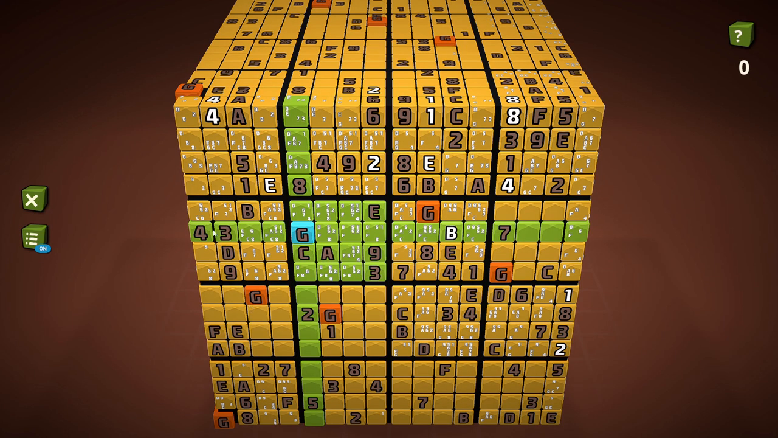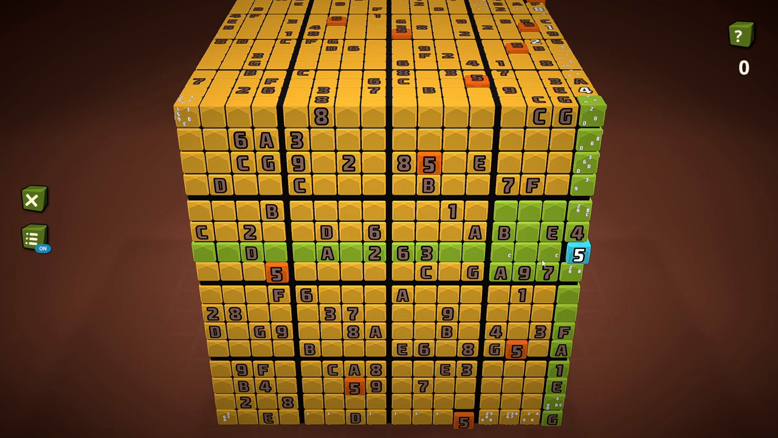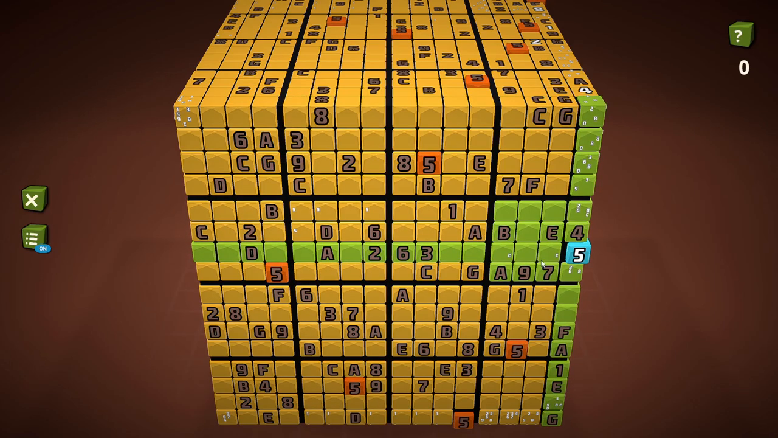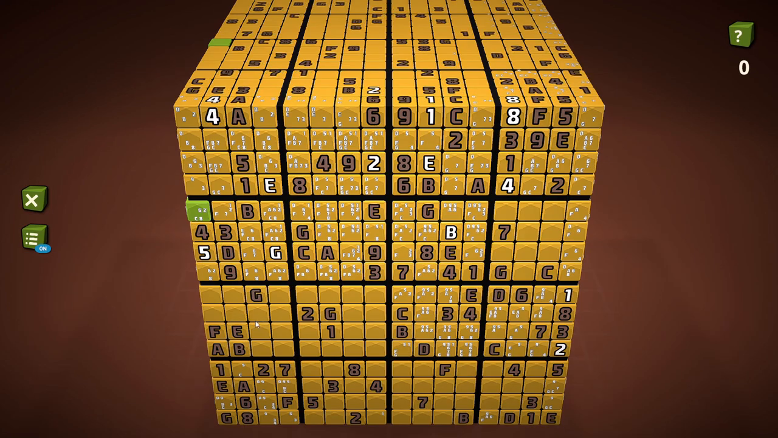No, no, no. This is the only one that looks like it can be a G. And then this one can only be a 5. Alright, blue, blue. Blue, blue. Blue, blue. For no particular reason.